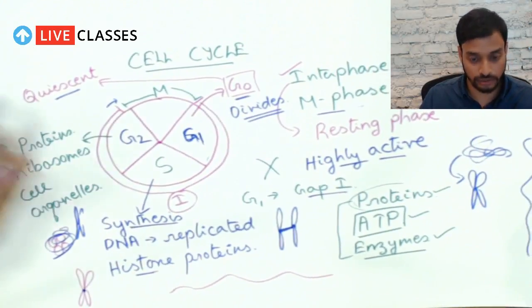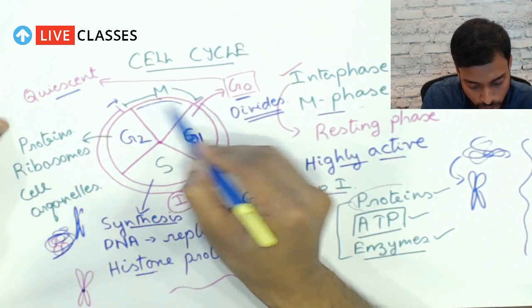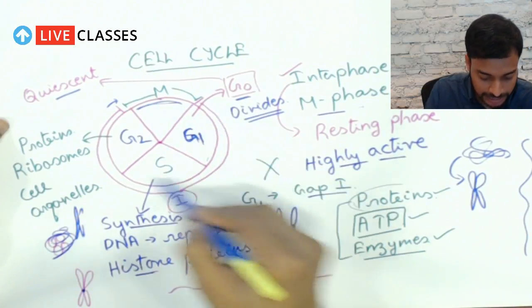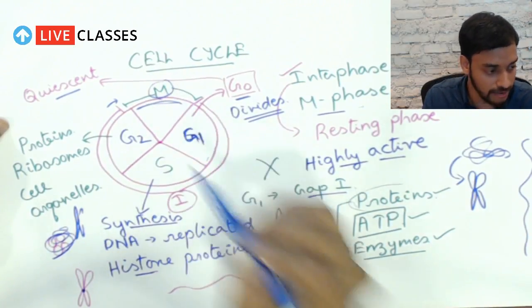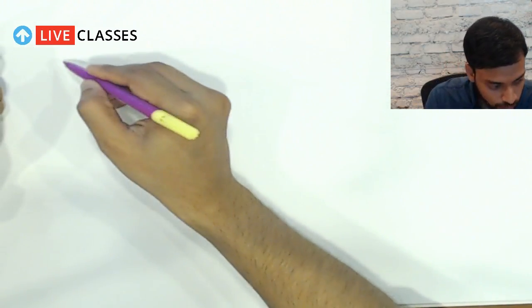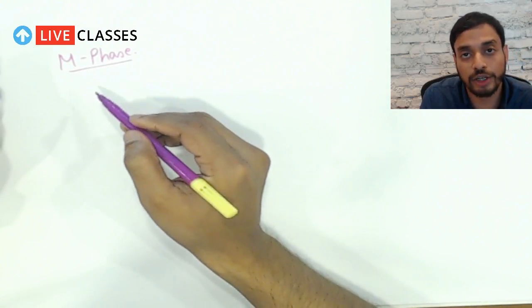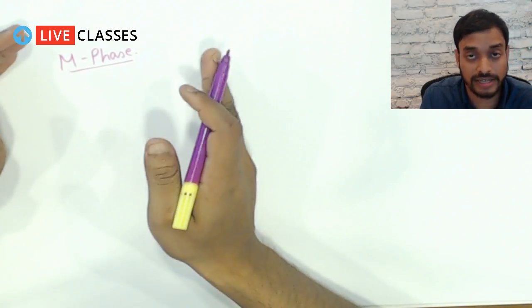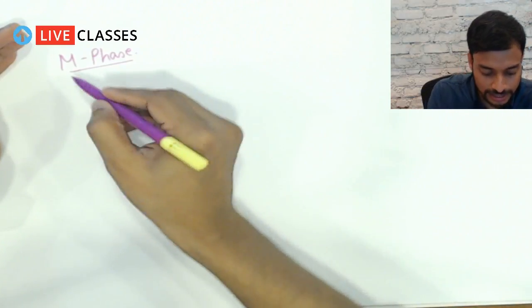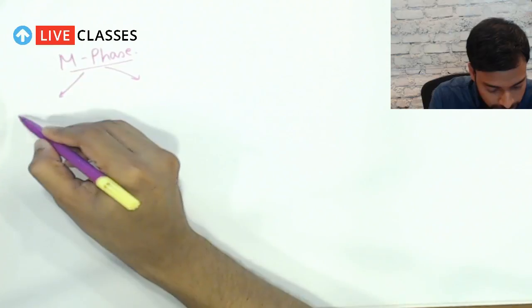Let's move on to the next phase. So I will be changing the paper. See this, we are now talking about the M phase. We have covered the interphase. Now we are going to talk about the M phase. So let's see what is happening in the M phase. The cell cycle is divided into two phases, interphase and M phase. Now the M phase is again divided into two phases. What are they? Karyokinesis.